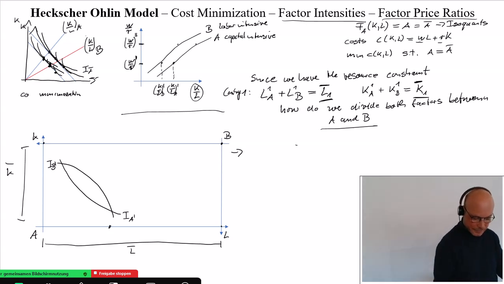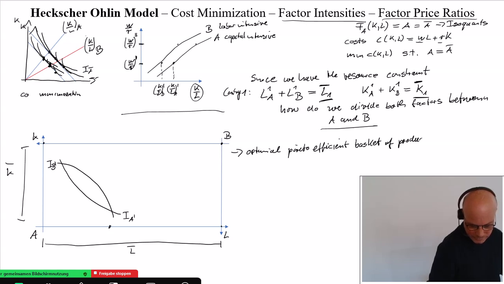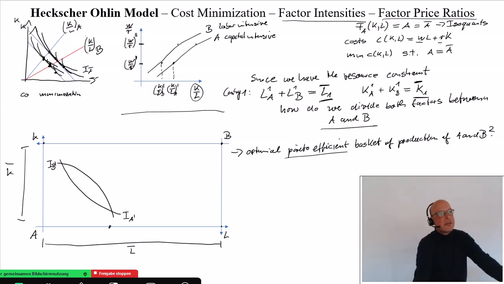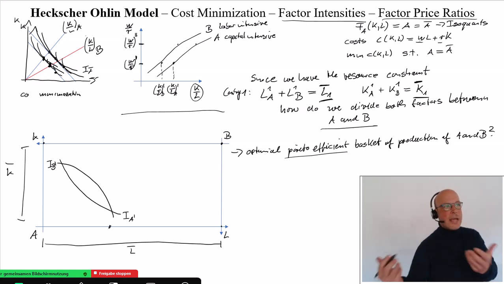Then optimal Pareto efficient basket of production of A and B. Pareto efficient, you have already talked about this concept. So, laxly spoken, we can say we don't want any resources.